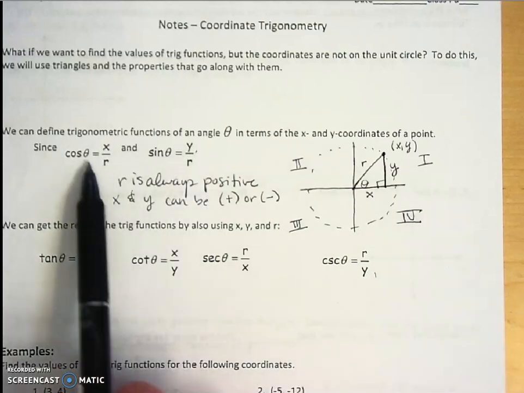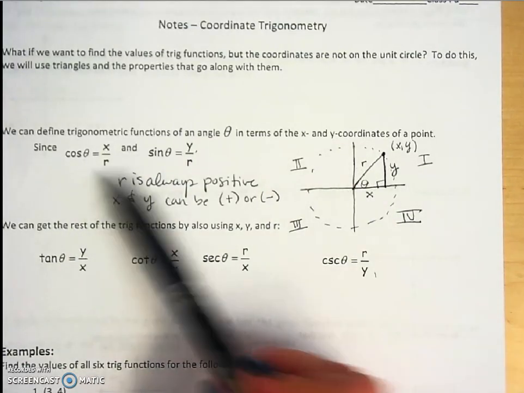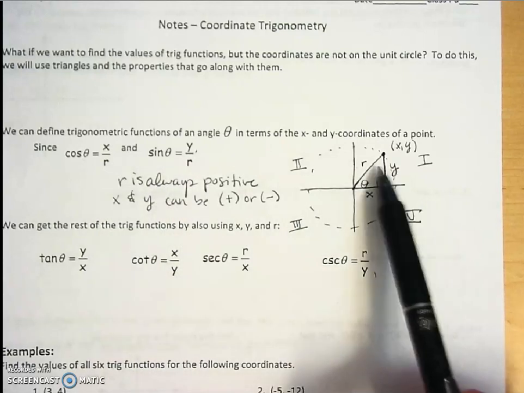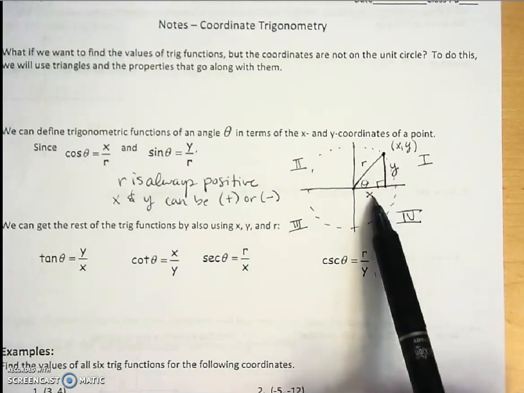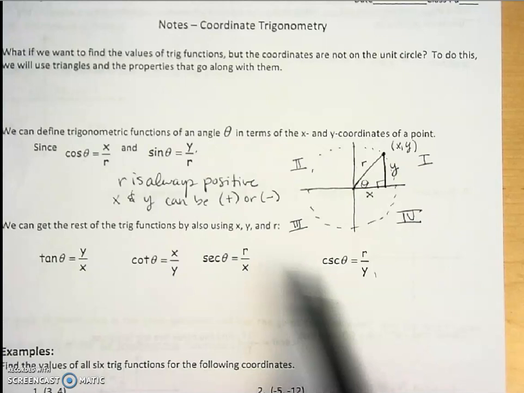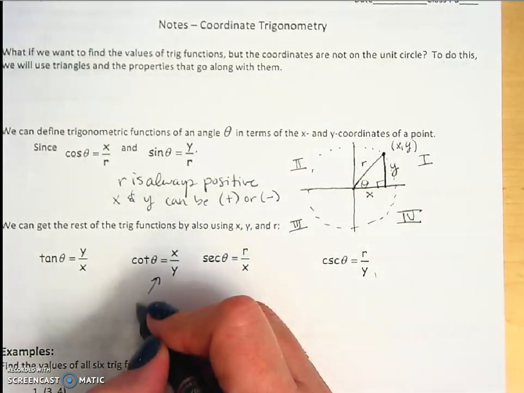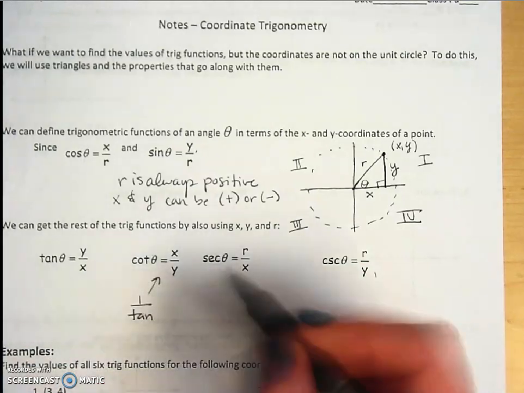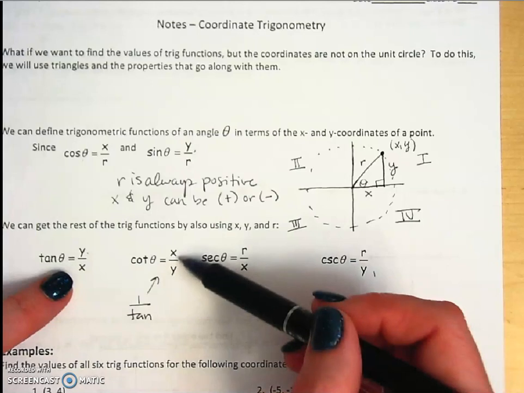And this is basic SOHCAHTOA. X is adjacent over hypotenuse, which is cosine. Sine is opposite Y over hypotenuse R. And then tangent is opposite over adjacent, so Y over X. And then these are our reciprocal functions that we talked about in the previous lesson. So cotangent is 1 over tan. The reciprocal just means flipping the fraction. So y over x becomes x over y.